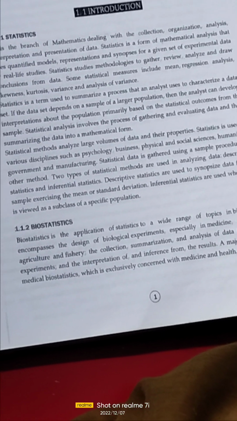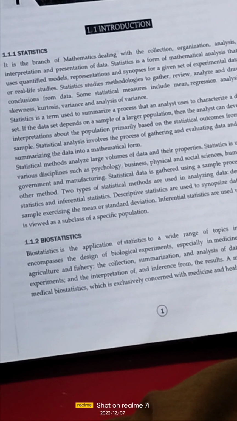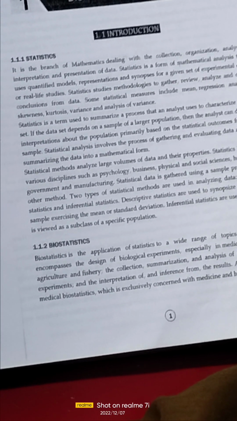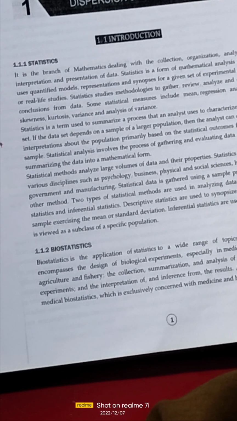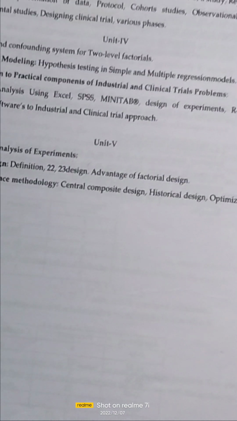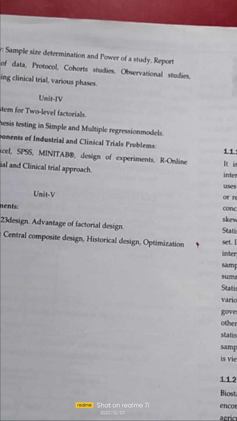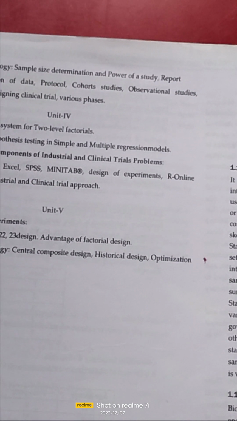And some statistical measurements include the mean, regression analysis, kurtosis, variance and analysis of variances. Here in statistics, this term is used to summarize a process that analyzes the data of the drug.